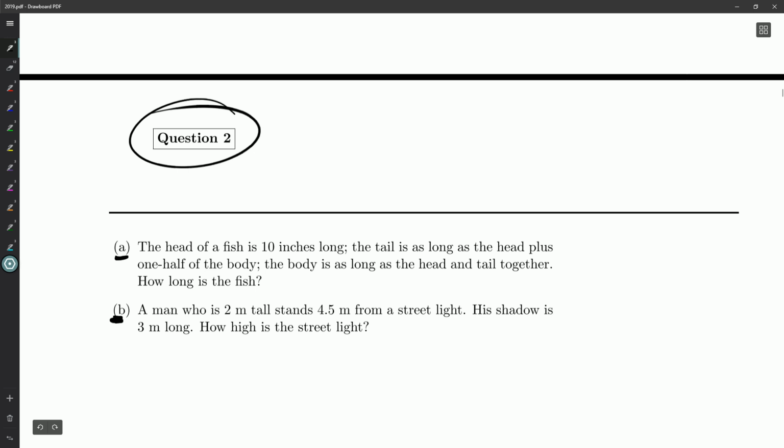Part A: the head of a fish is 10 inches long. The tail is as long as the head plus 1/2 of the body, and the body is as long as the head and tail together. How long is the fish?